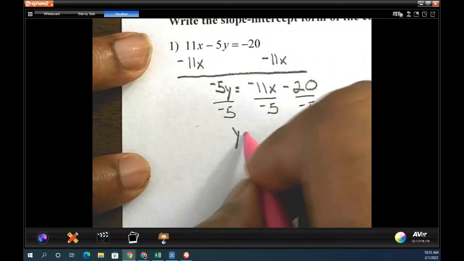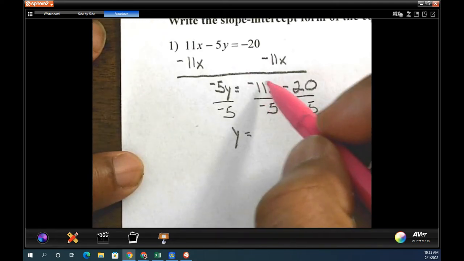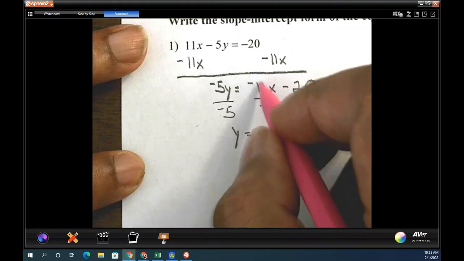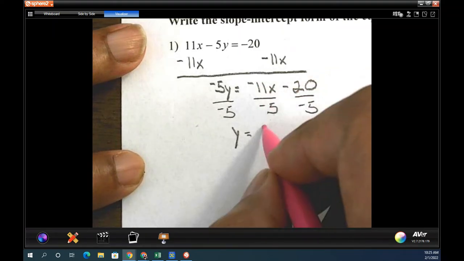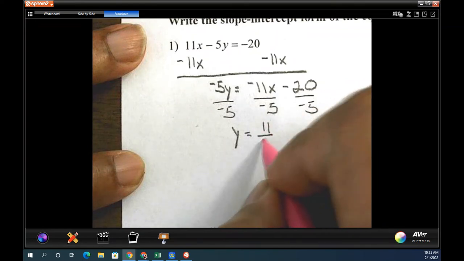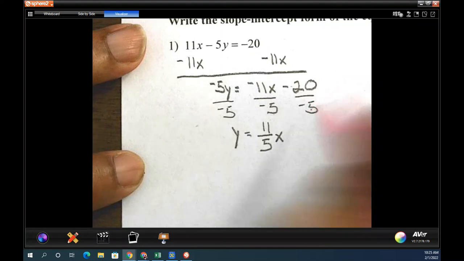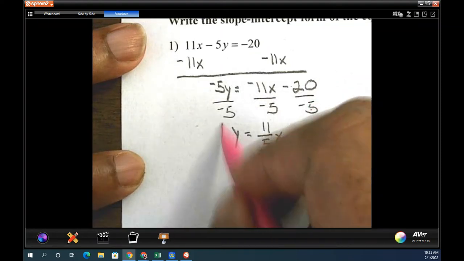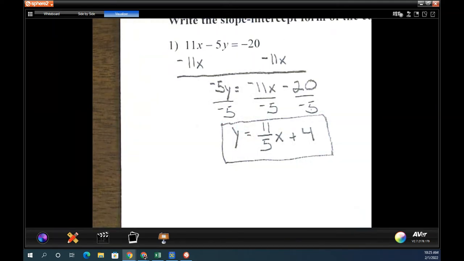So it's y equals. Now, you can hit your calculator. Control divide. Negative 11, down arrow, negative 5. These two are positive. These two are negative. So negative divided by negative is a positive. So in your calculator, you get 11/5 x. Negative 20 divided by negative 5 is plus 4. There's your answer. We'll talk about the slope later. Writing the slope and the y-intercept is easy.